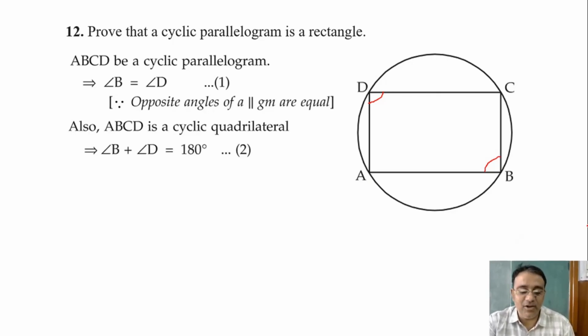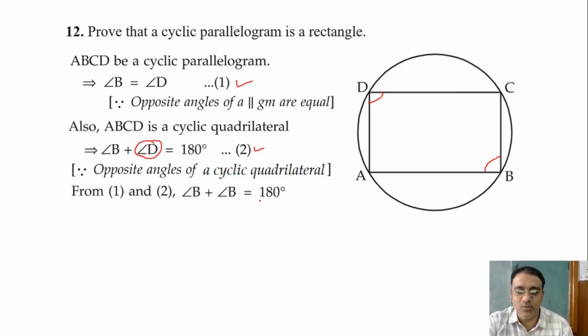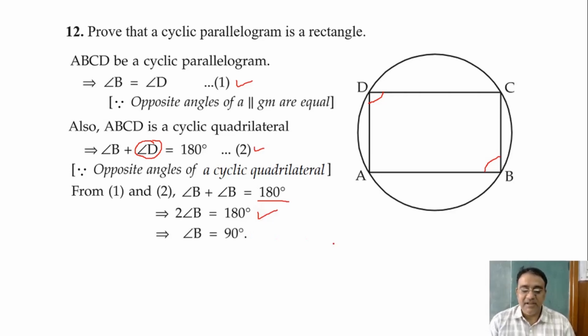The reason is that opposite angles of a cyclic quadrilateral. इतना लिखोगे तो भी understood है वो. Now from equation 1 and 2, what we can do, angle B we can substitute here. So we'll get angle B plus angle B is equal to 180 degree. So 2 times angle B is equal to 180 degree. So angle B will be equal to 90 degree. Now angle B और angle D दोनों equal है तो दोनों 90 degree हो जाएगा.